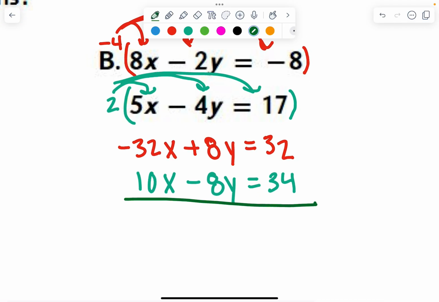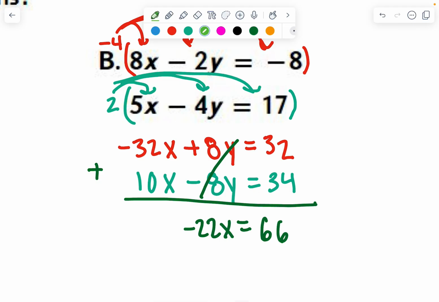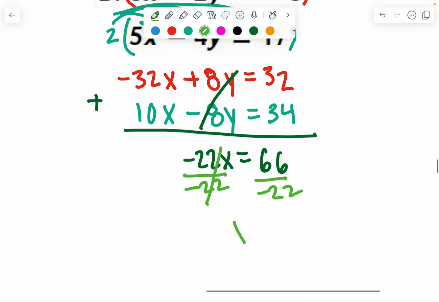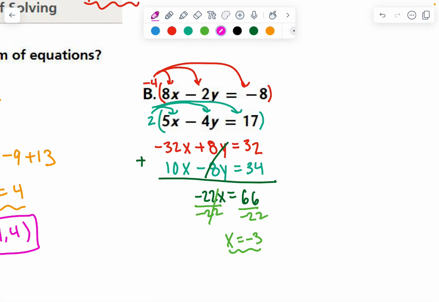Now we're adding them together because we have the 8y's as opposites. The 8y's cancel. 32 plus 34 is going to be 66. And then negative 32x plus 10x is going to be negative 22x. You can go ahead and divide both sides by negative 22. And x equals negative 3. Once again, we're plugging that back in so we can find the y value. I'll just plug it back into the first equation.